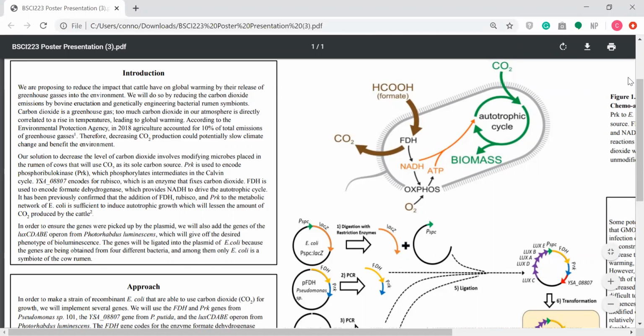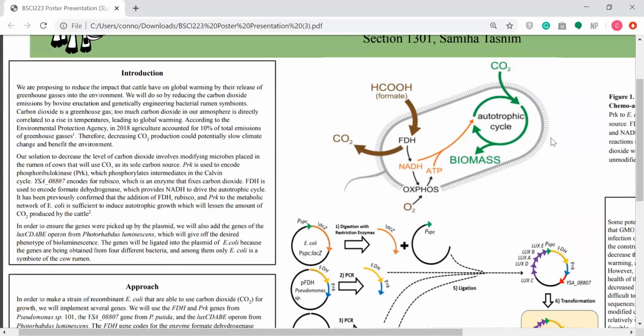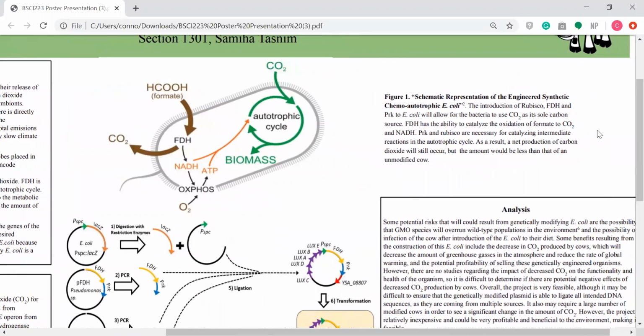Our solution involves modifying microbes to be placed in the rumen of cows. These microbes will help reduce carbon dioxide by using it as their sole carbon source. We will be using different genes from different bacteria and place them into the plasmid of E. coli. Through previous studies and shown in Figure 1, it has been confirmed that the addition of FDH, Rubisco, and PRK to the metabolic network of E. coli will induce autotrophic growth and therefore will lessen the amount of carbon dioxide produced by cattle.